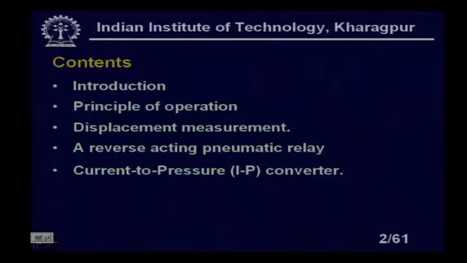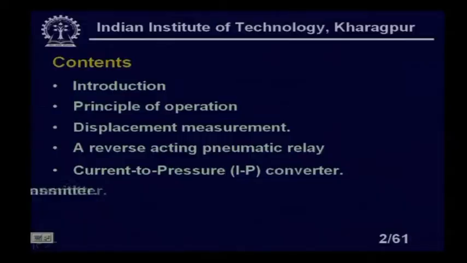Then we will also see the current to pressure converter or I to P converter using the flapper nozzle system, and how we can make it, because in many processes we always need I to P converters. In many cases we have to convert 4 to 20 milliampere of current to 3 to 15 psi of pressure. In that type of situation we need this I to P converter.